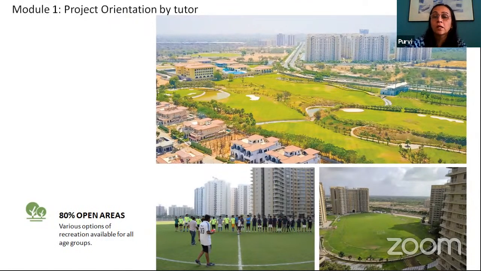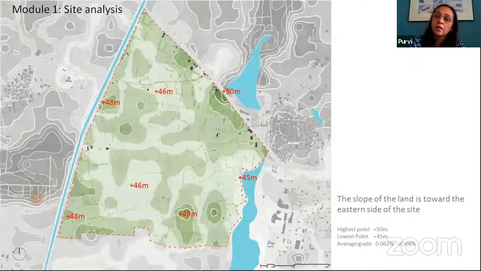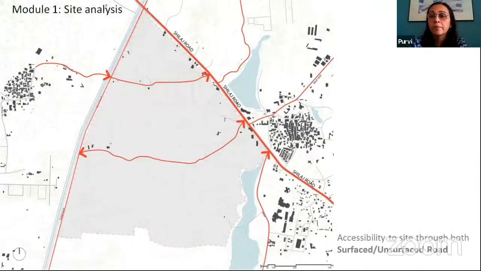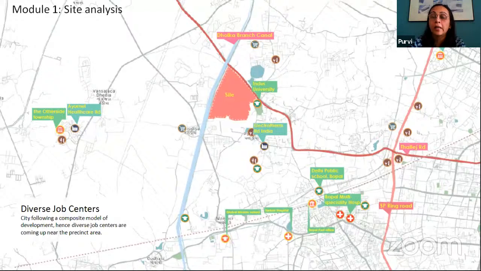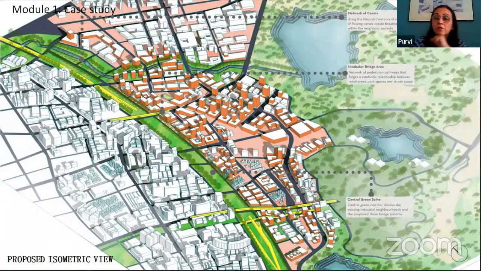The students further studied other aspects of the site through secondary sources, such as site topography, connectivity, land and property prices, and the various job centers around the site, to understand the potential end users of the development. This work was done as group work. The next part of module one was to carry out a case study of a similar development, redraw the master plan, and analyze it. This helped the students get various insights on similar projects which inform their design later on.